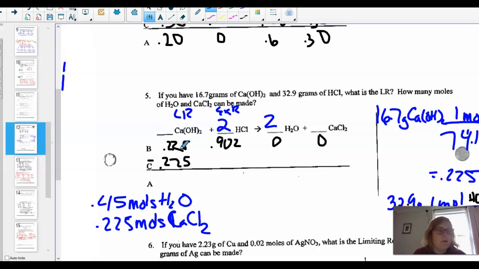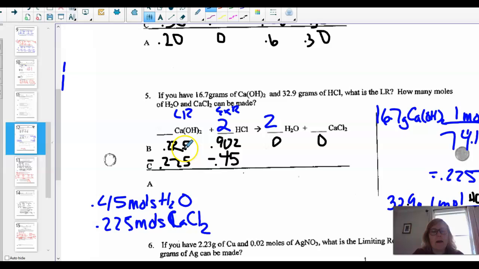I'm going to take 0.225, divide by 1 and multiply by 2. Remember, it's always divide first, then multiply. So this is going to be minus 0.225 times 2, which is 0.45. So I'm only going to use 0.45 moles of the HCl.